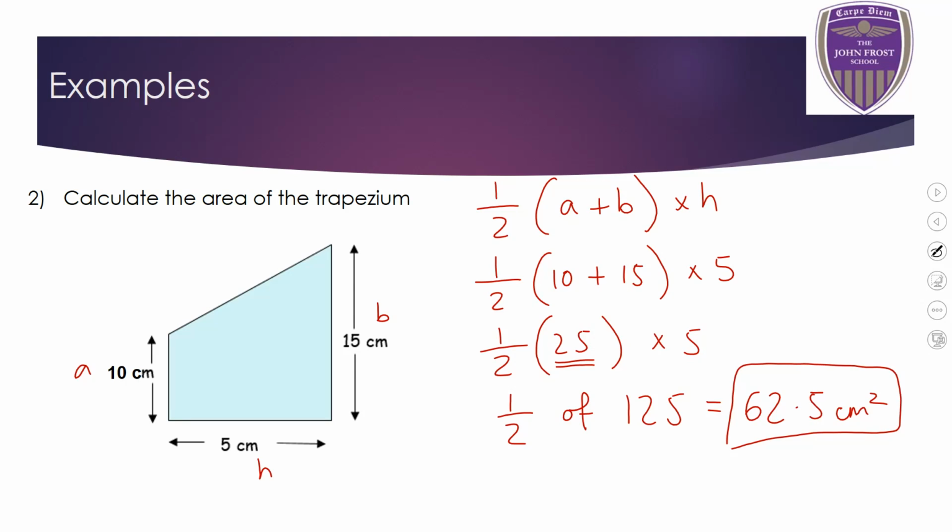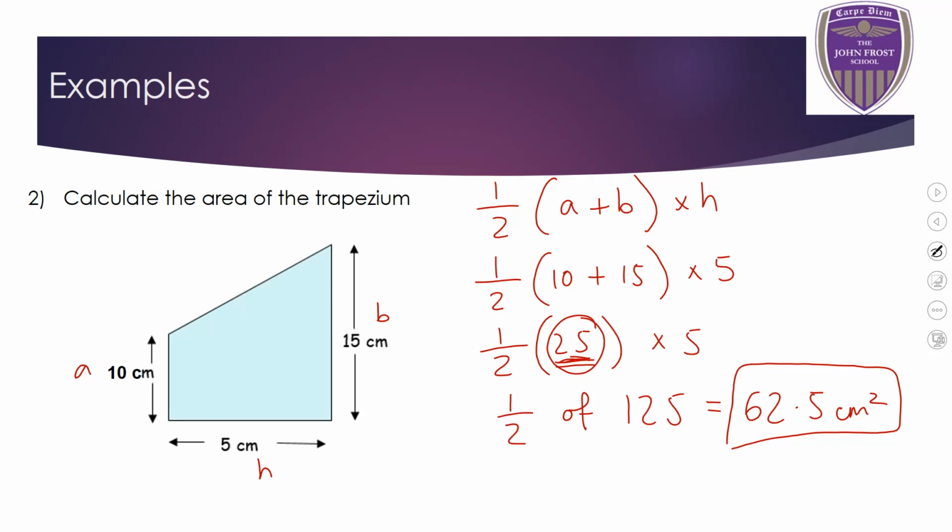centimeters squared again. Just a personal preference for me: if the number in the bracket is even, I always halve it first and then multiply. If the number is odd, I always do the multiplying first and then halve afterwards. If you did halve this first though, then we've got 12.5, and 5 times 12.5 is still 62.5 anyway.